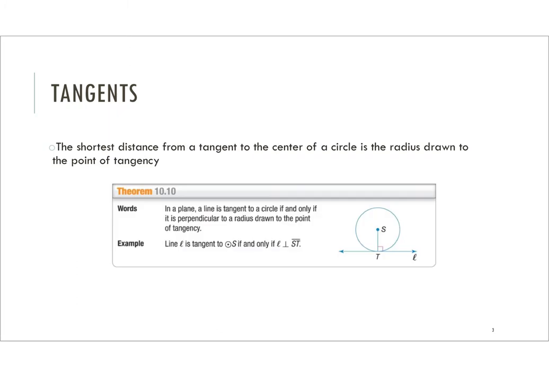Now, another thing about tangent lines is that they are perpendicular to the radius. Okay? The shortest distance from the tangent to the center of the circle is the radius. And if you have a radius that connects with the point of tangency, then it is perpendicular to the tangent line. And vice versa. The tangent line is perpendicular to the radius.